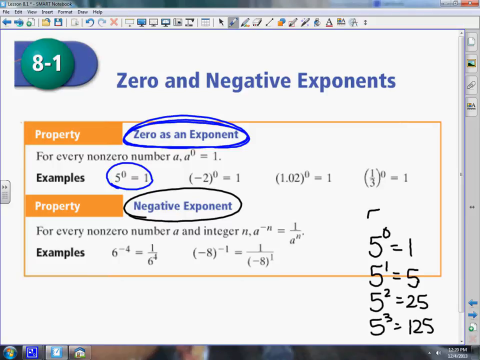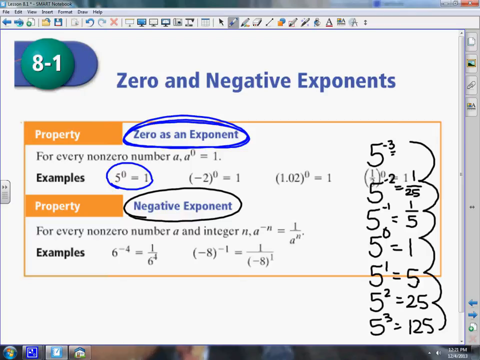So what happens when I go backwards? If you look at this, it's a pattern. It's a complete pattern. What happens when you go backwards is it becomes smaller. 1/5 times 5 is 1. And 1 times 5 is 5. So you just keep going, times 5, times 5, times 5. So if I went back even farther, 5 to the negative 2 would be 1 over 25. And I can keep going. 5 to the negative 3 is 1 over 125.